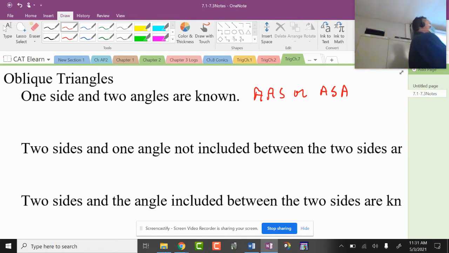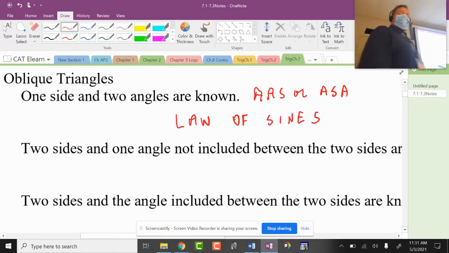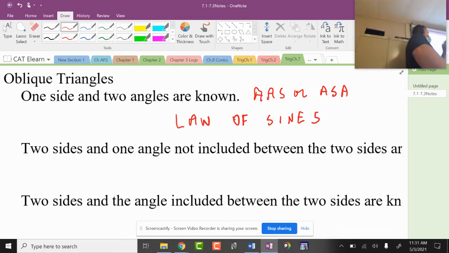But this is depending on what's given. And when those are given, we're going to break down why the law of sines is great for this. So when you're given AAS, two angles and a side in any case, law of sines is going to be very solvable. And there's a very simple reason why, and I'll show you that.